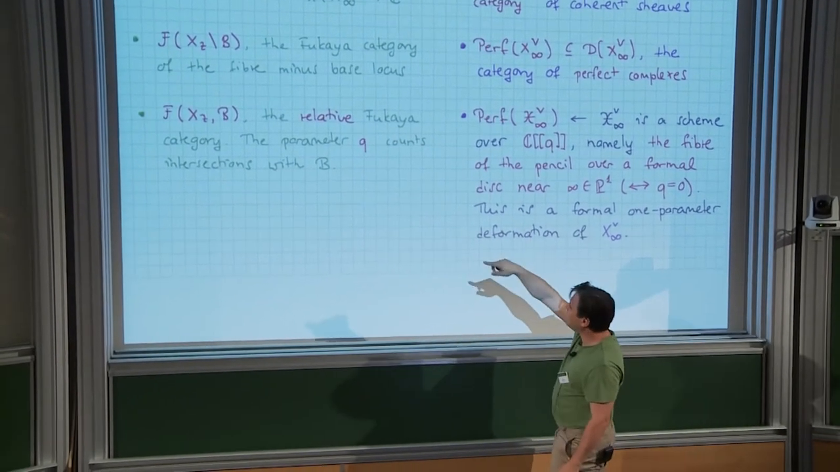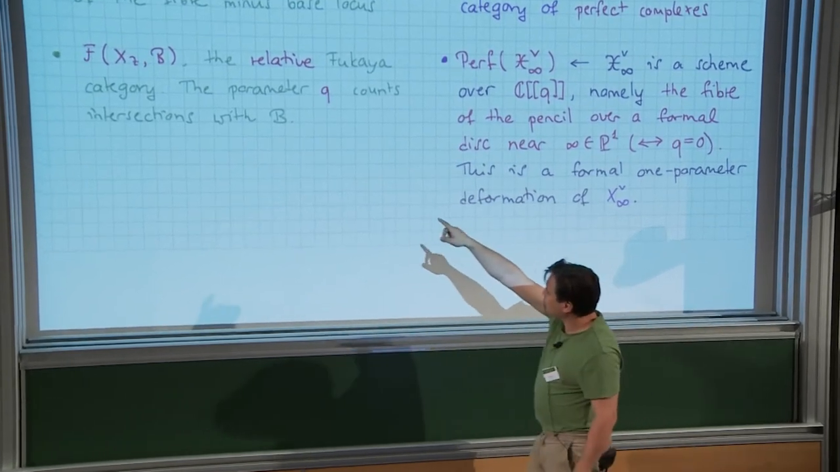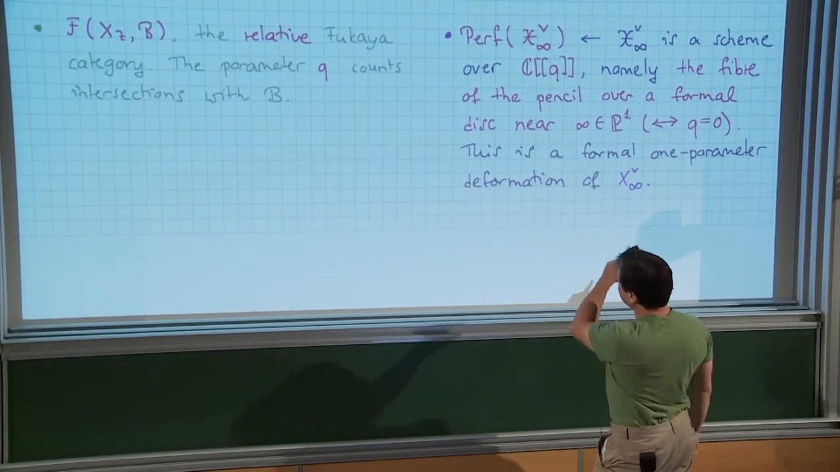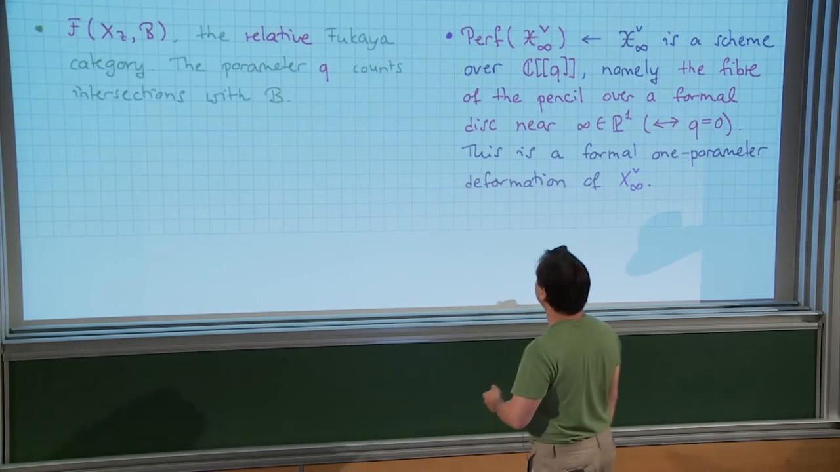So these correspond to here, but I haven't told you how I'm choosing the parameter q on the other side. Here there's a natural choice of parameter q. That is much trickier. Okay?